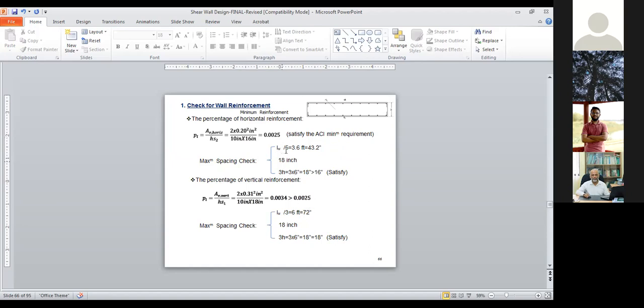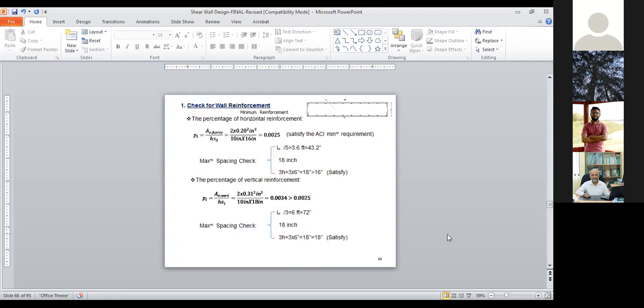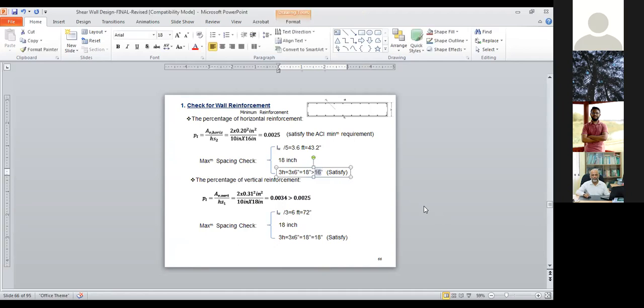And your spacing is Lw by 5, 18 inch or 3h. So you have minimum spacing of 18 inch. But you are using number 4 bar at the rate of 16 in center to center. So that is also okay, no? Yes, this is here, 16 in center to center. So you satisfy the requirement.